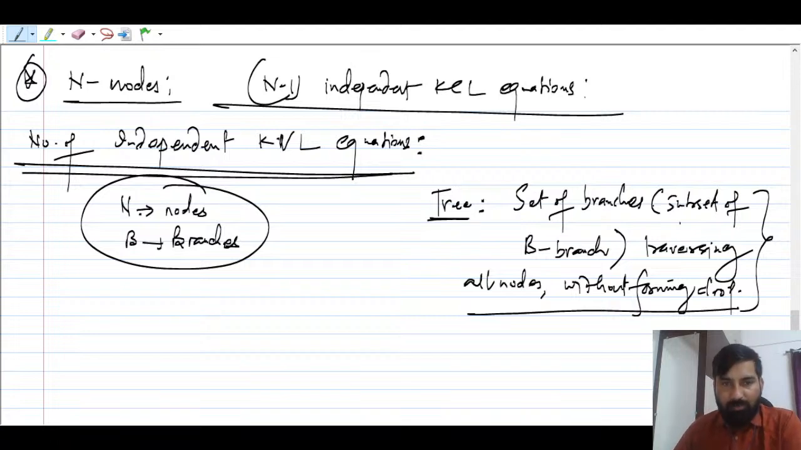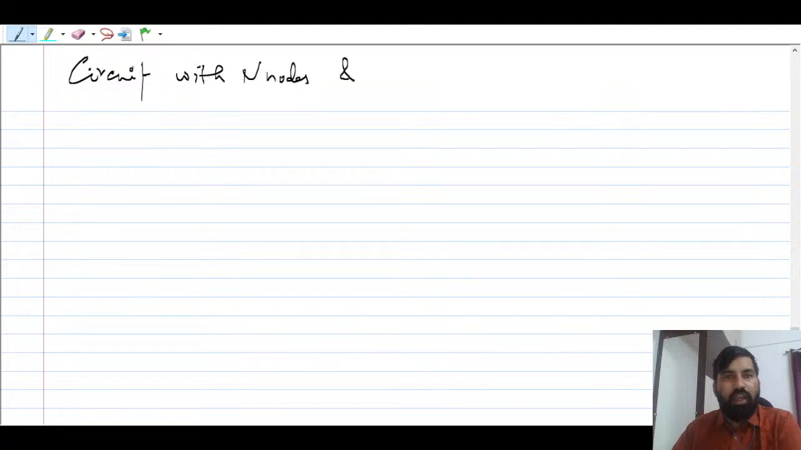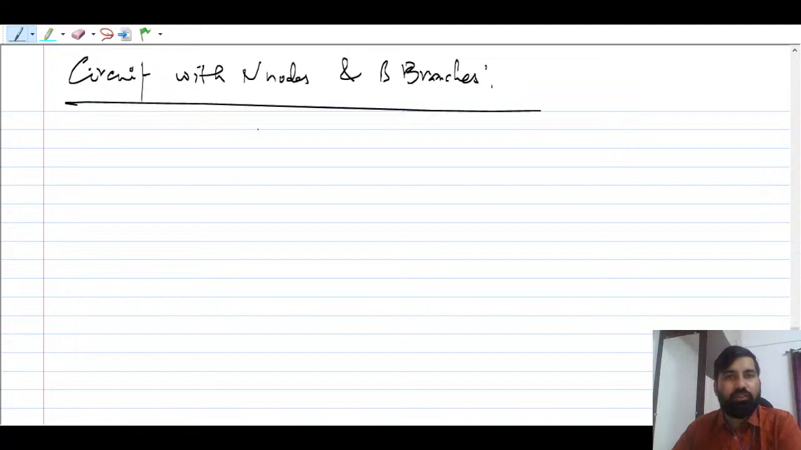Suppose a circuit has n nodes and B branches. The first point is that n minus 1 branches will be in the tree. So how many branches will be there in the tree? You can say n minus 1 branches will be in the tree.